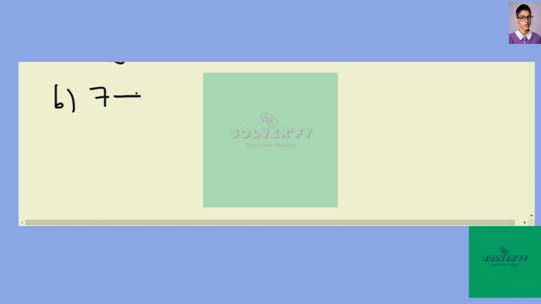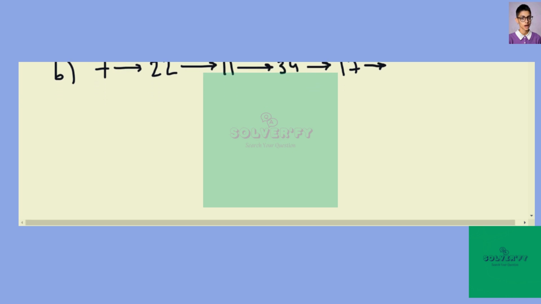So 7 is odd, times 3 plus 1, 22. Divided by 2, that's 11. That's 34. Then 17. Again, 34 divided by 2, 17. 17 times 3 plus 1 gives you 52. Divided by 2, that's 26. And then again, divide by 2, that's 13. 13 times 3 plus 1, 40.